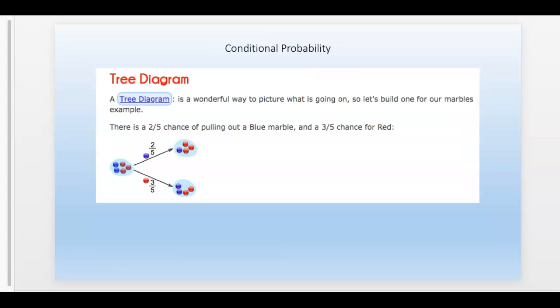A tree diagram is a great way to look at this. All right, this shows our probabilities right here of getting a blue marble and a red marble the first time. And all the tree diagrams we'll work with will have a binary, as it's known, it's one or the other. So if you add these two up right here, you get 5 out of 5. That's all the possibilities.